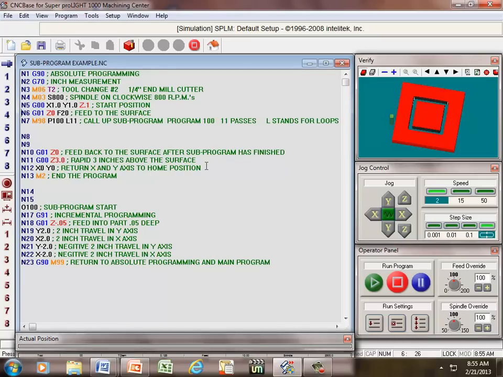However, line 21, we're going to be descending 2 inches in a negative direction. And the same with line 22. We're going to be going in a negative direction in our X axis.